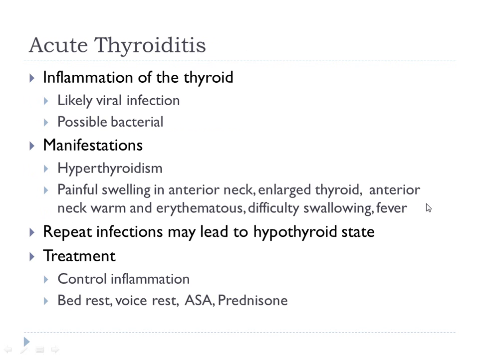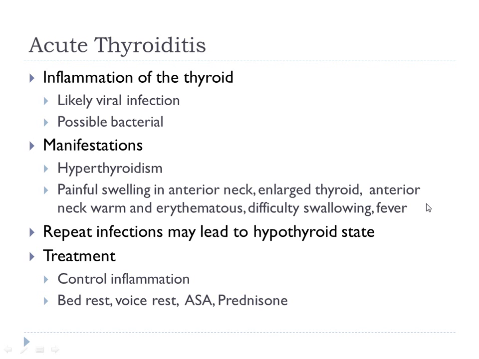Then there's acute thyroiditis. This is normally viral. With Hashimoto's, you would have manifestations of hypothyroidism. With acute thyroiditis, you would have manifestations of hyperthyroidism. And again, with an enlarged thyroid, you can never say it's hyper or hypo. It can happen in both.